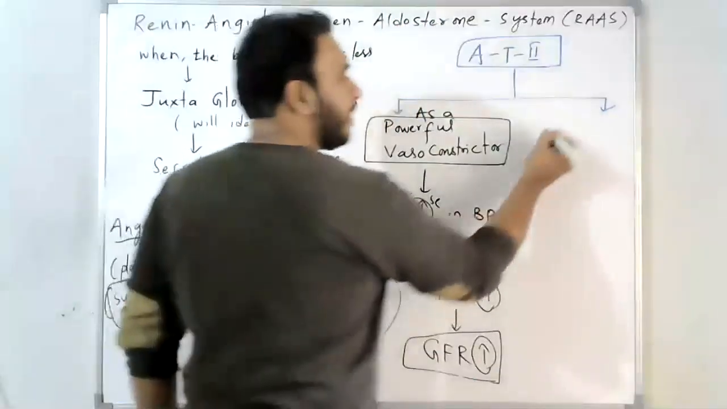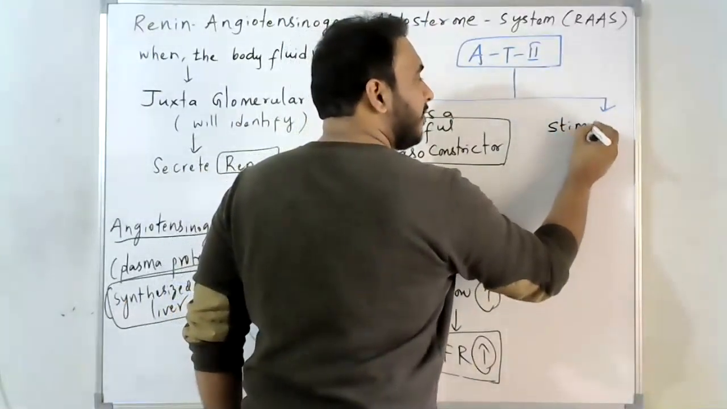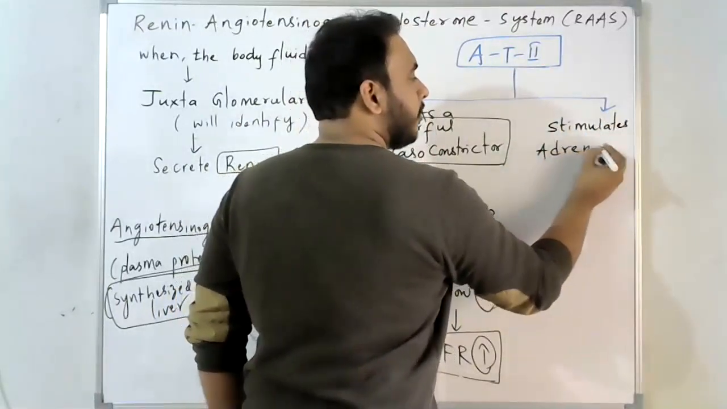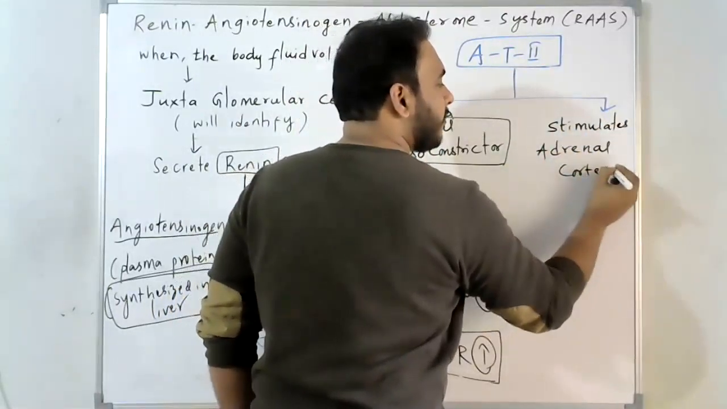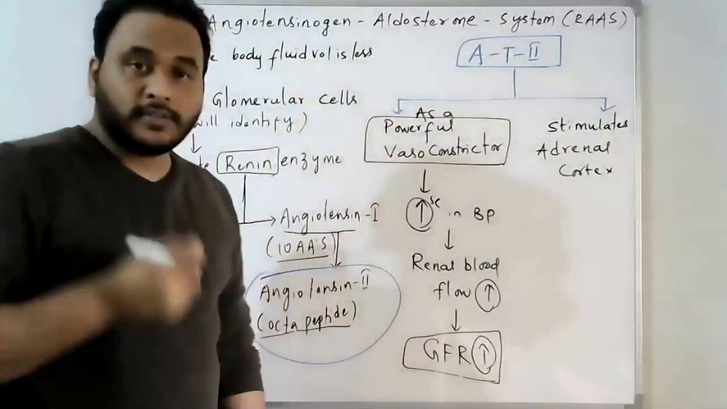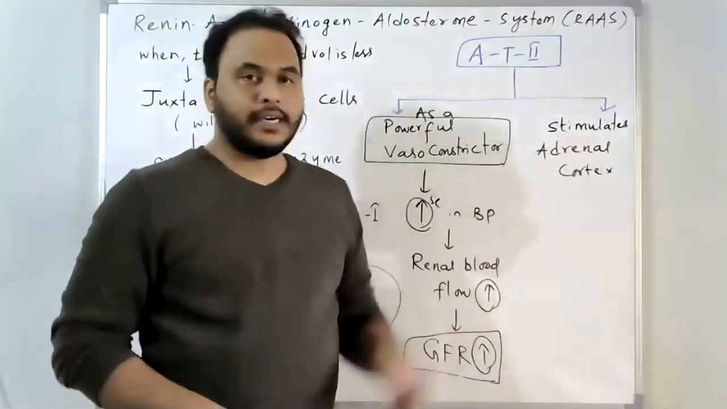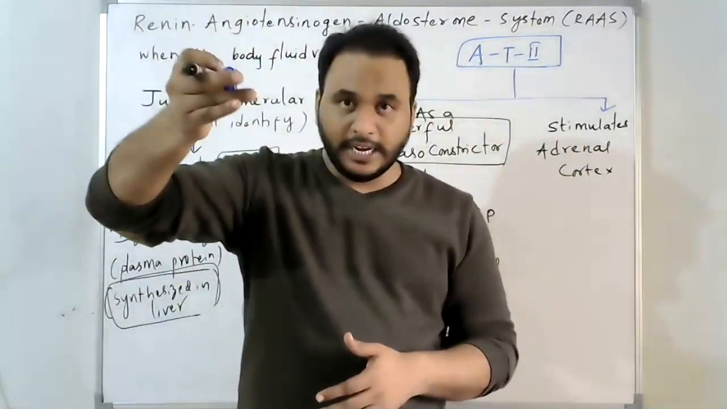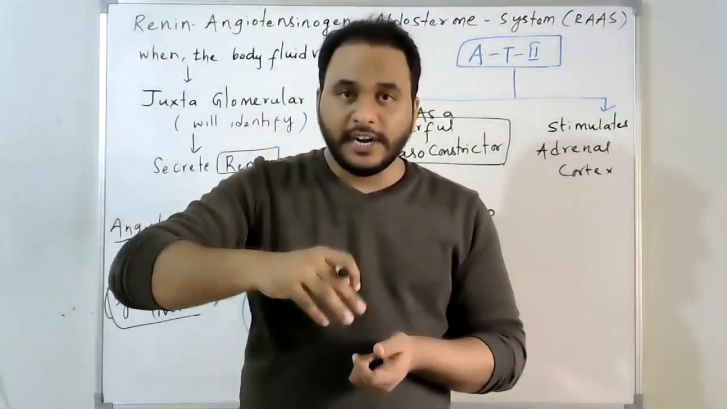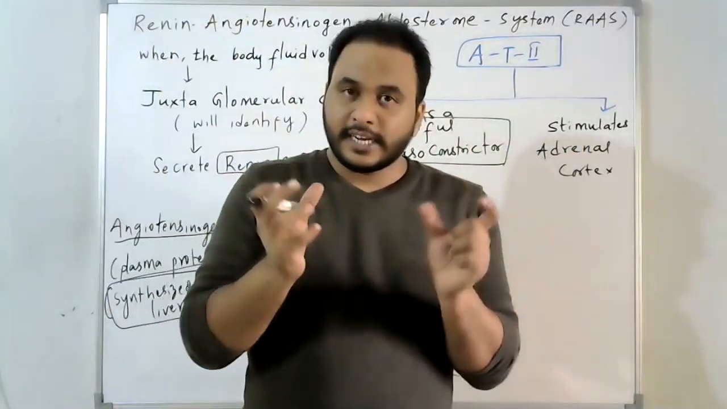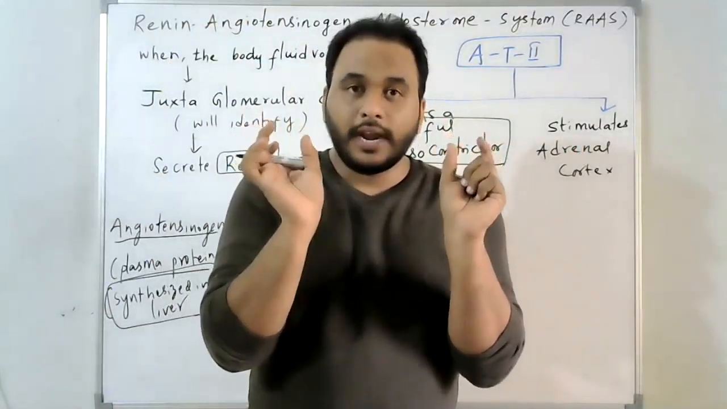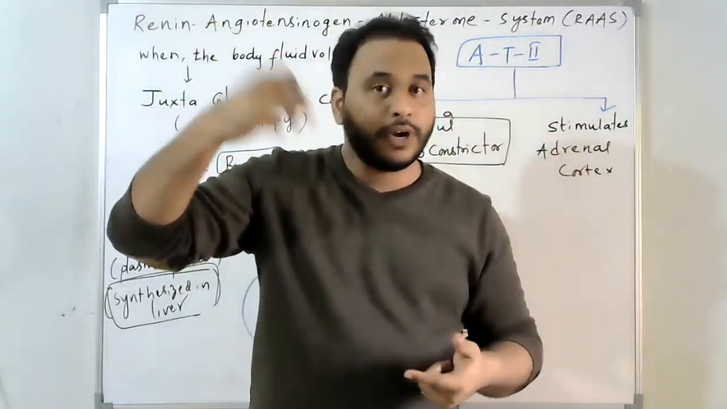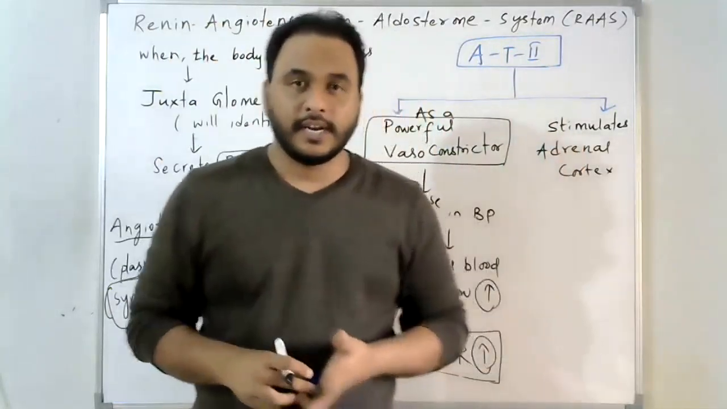And the other one, one more role is, it stimulates the adrenal cortex of the adrenal gland. We know that the adrenal gland is above the kidneys. Ad means above, renal means kidneys, right? A pair of glands called adrenal glands, because of their location. So a pair of adrenal glands.